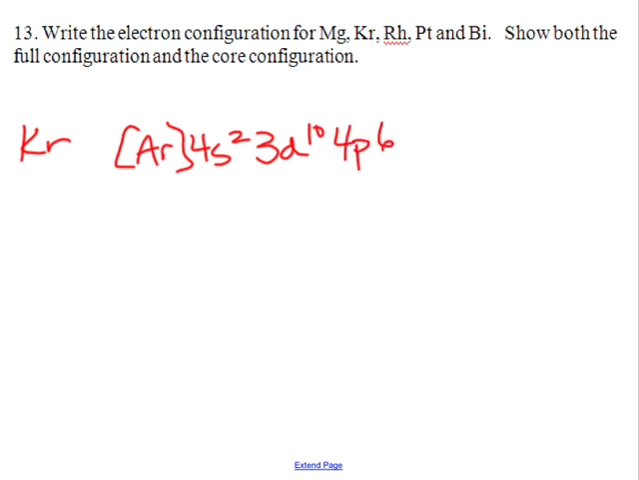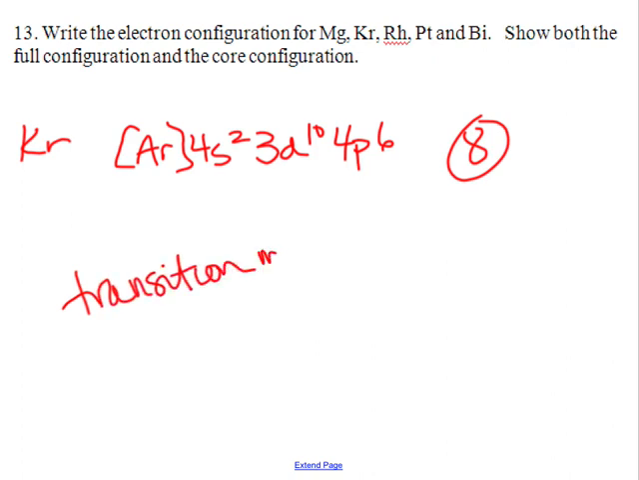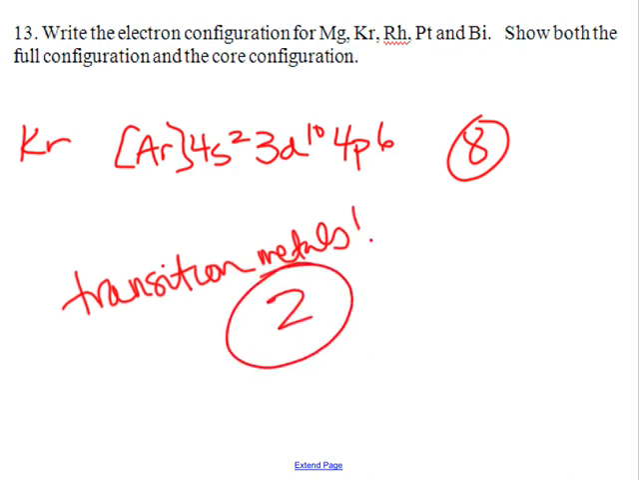4p6. All right, so how many valence electrons in argon? 8. 8 valence. Let me ask you this. How many valence electrons do the transition metals have? All transition metals. For the most part, there is an exception, but yeah, most of them have 2.